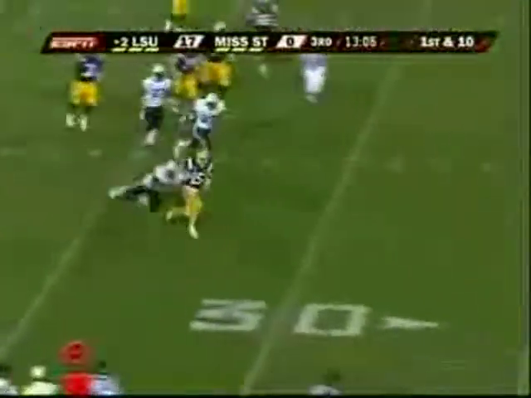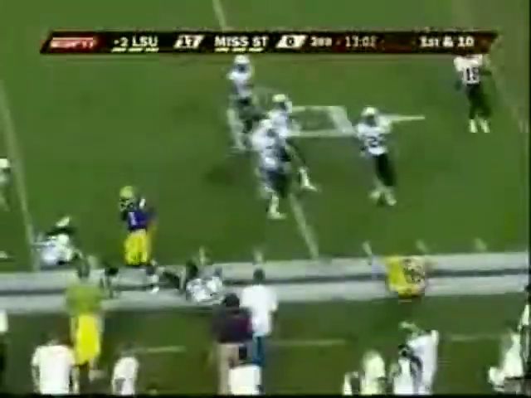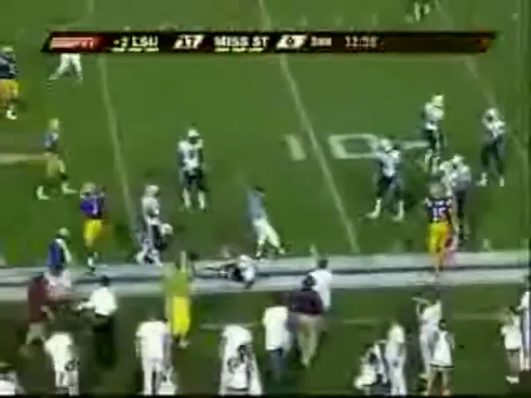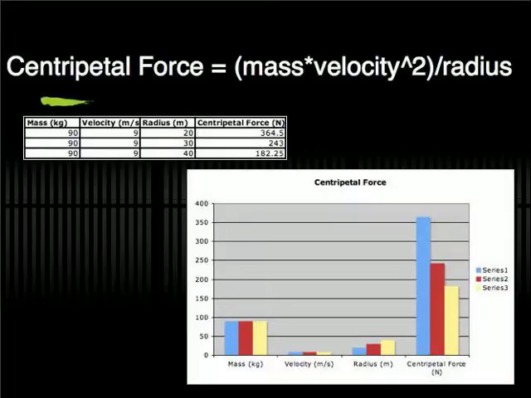The quarterback obviously has a mass and is running at a velocity. The curve he is running at has a raised radius. And when those variables are plugged into the formula, we can figure out the force that is pulling this handsome quarterback inward. Oh boy, I love football.